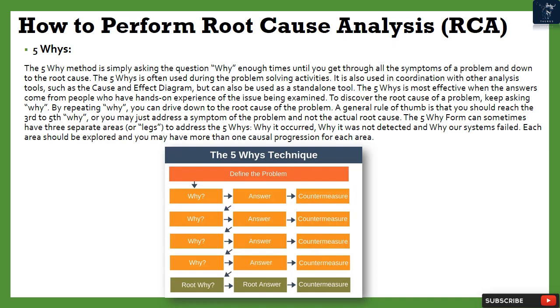By repeating why, you can drive down to the root cause of the problem. A general rule of thumb is that you should reach the third to fifth why, or you may just address a symptom of the problem and not the actual root cause. The 5 why form can sometimes have 3 separate areas, or legs, to address the 5 whys: why it occurred, why it was not detected, and why our systems failed. Each area should be explored, and you may have more than one causal progression for each area.